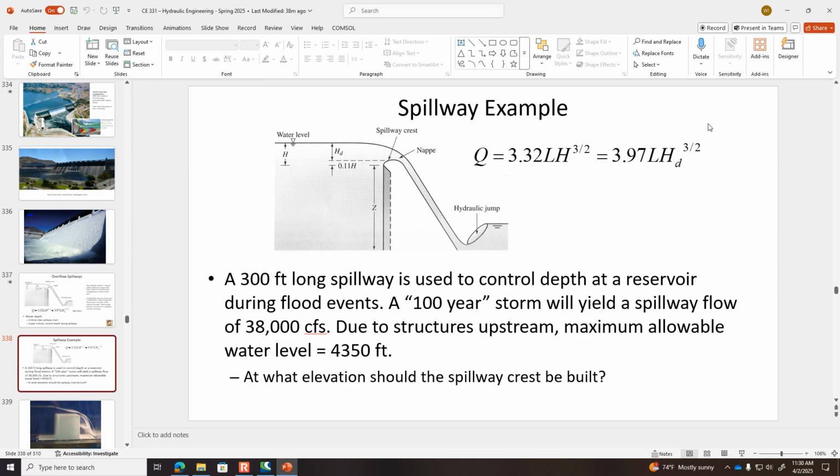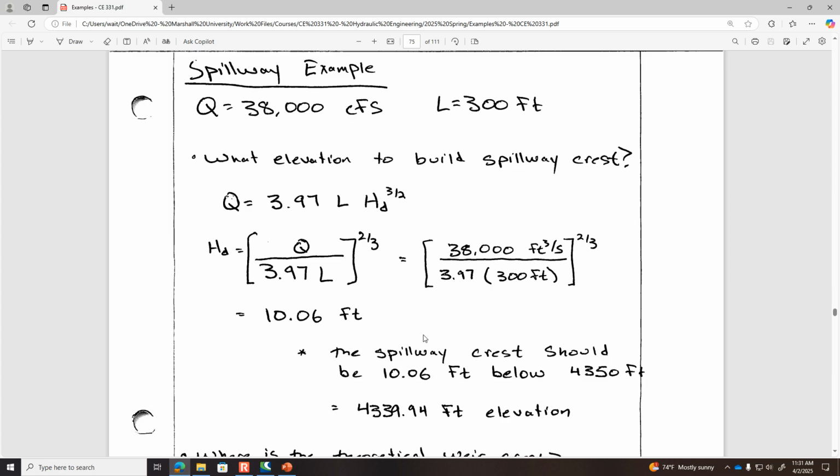Okay, so we're just going to rearrange this equation to solve for H sub D. We want to know how high above the spillway crest is the water level. And so to solve for H sub D, we've got a flow rate of 38,000 CFS, weir length of 300 feet. We take all this to the 2/3 power. So the water depth is going to be 10.06 feet higher than the spillway crest.